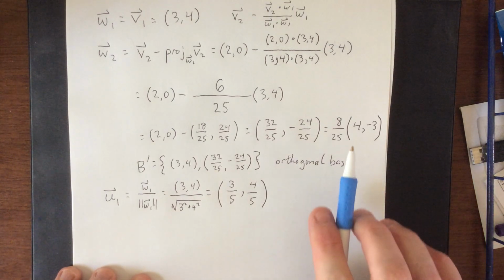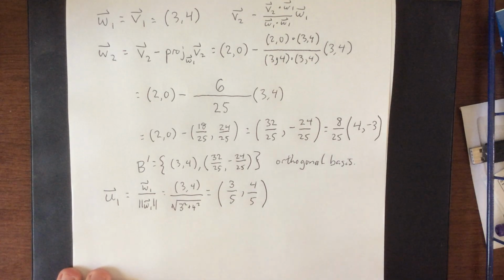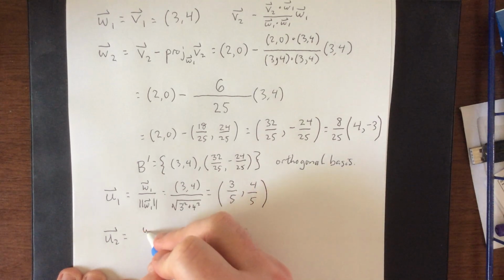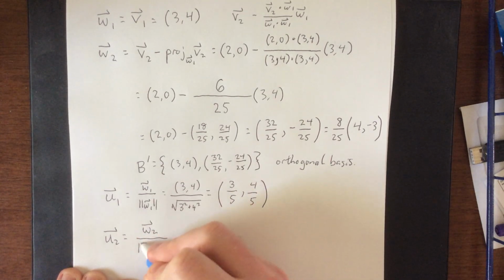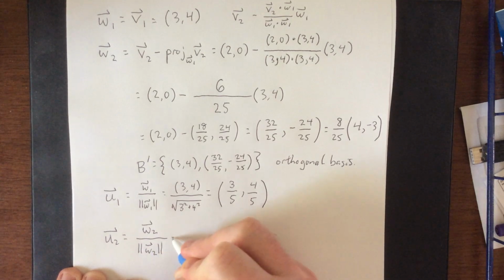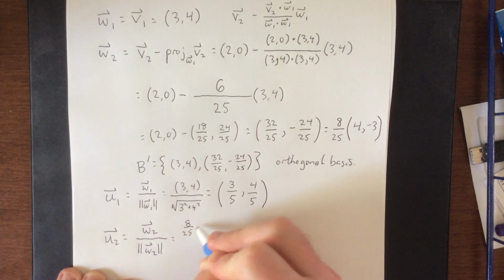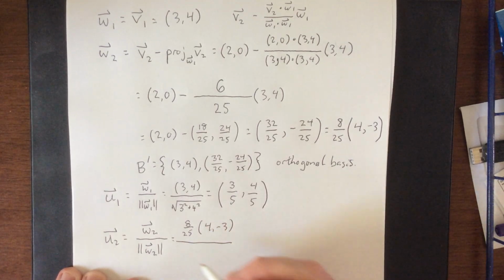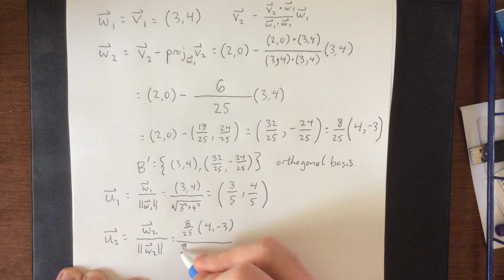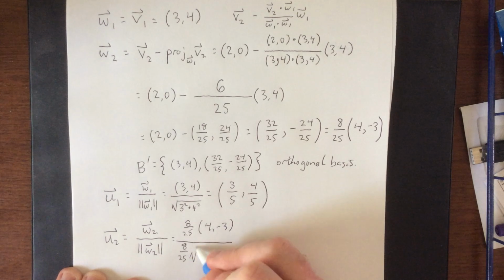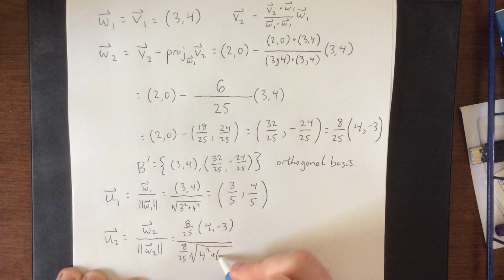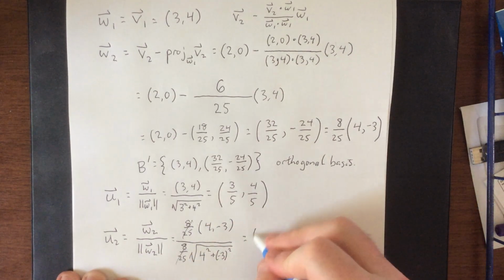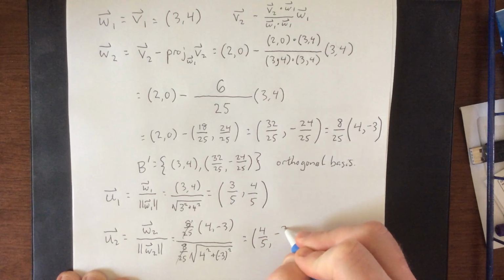Now when we go to do this process, though we could technically do this with the 8/25 already in there, we could also factor it out of each of the things that we're about to calculate. So w2 divided by the magnitude of w2, this is going to be 8/25 of (4, negative 3) divided by, when we go to take this magnitude, the 8/25 will already be able to be factored out. Then we'll simply be doing 4 squared plus negative 3 squared. The 8/25 will wind up canceling out to give us a much nicer calculation.